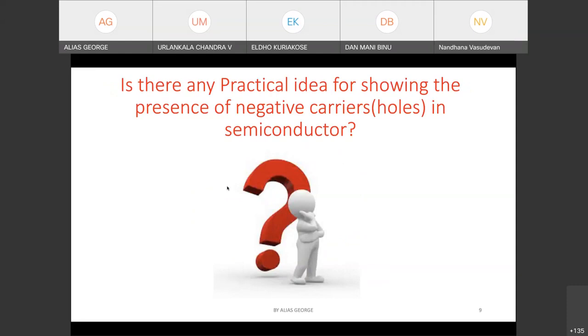So next application. Yeah, Nandana, hold on. Elias, you can know that through the measurement of the Hall coefficient RH? Yeah, I will be coming to that.